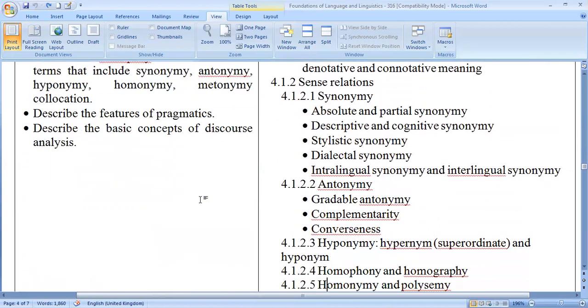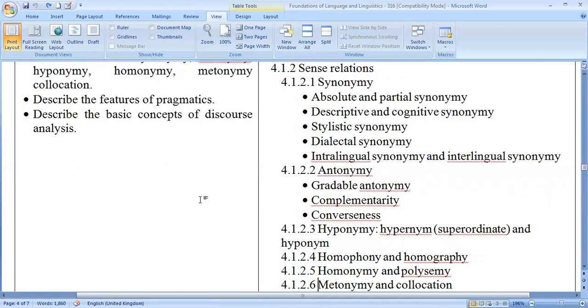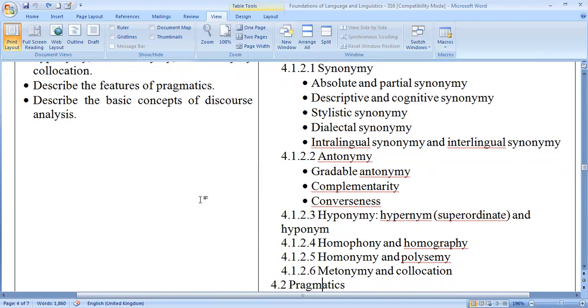Then hyponymy there, hypernym, superordinate and hyponym, and that is various types of differences between hyponymy and homography there, homonymy and polysemy, then metonymy and collocation. Students have to learn this.